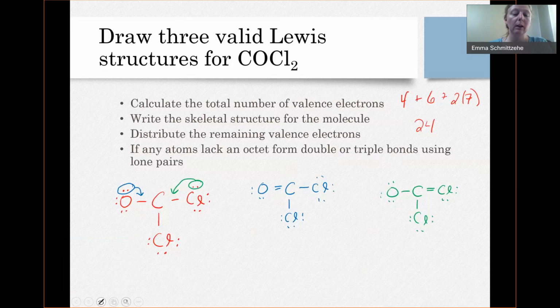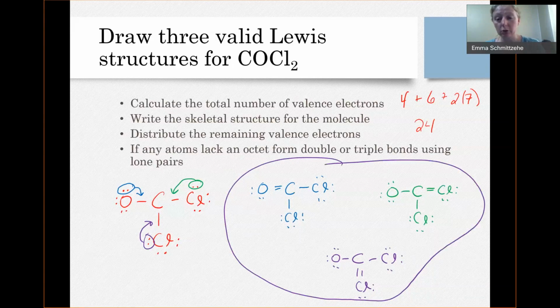But we can do one more thing. Instead, we could have shared from this chlorine down here at the bottom. If we had done that, we would have carbon double bonded to that chlorine and single bonded to the oxygen and the remaining chlorine. So the single bonded ones would still have their original 3 lone pairs, and the one that now is double bonded would only have 2 of its lone pairs remaining. And that one also has 24 valence electrons, and everything has an octet now. So all 3 of these are considered to be valid Lewis structures.